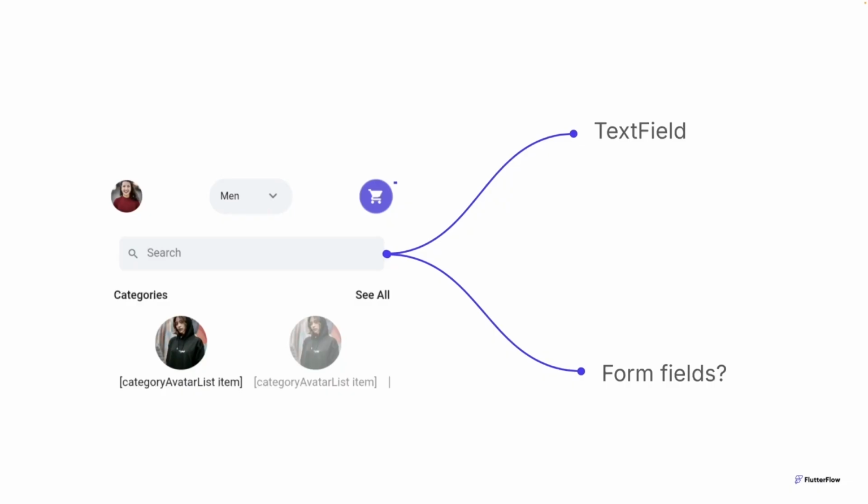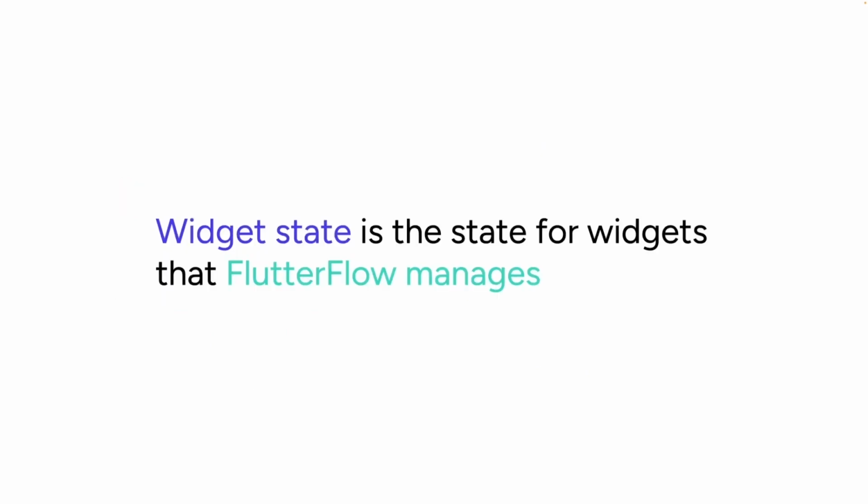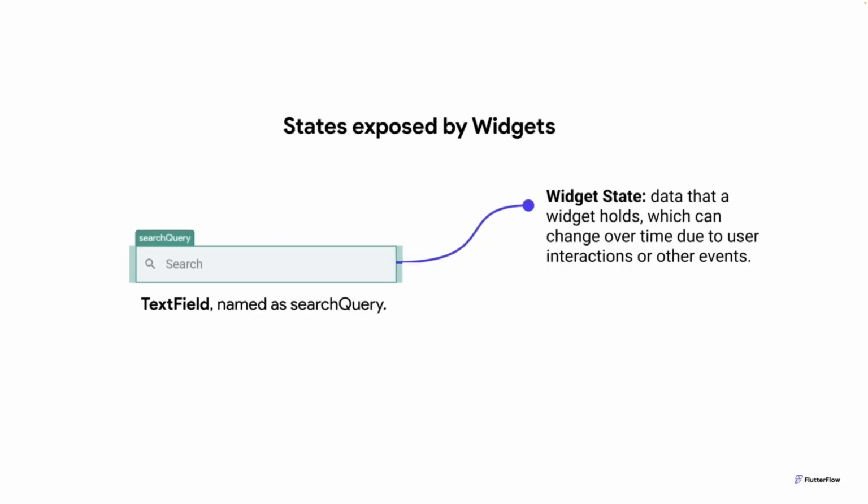But you may now ask, how about a text field that shows what we type? Doesn't it mean that the text field's state changes so that the text we are typing is shown? That's a great question, and you are right. This is widget state. Widget state is the state of widgets that FlutterFlow manages. Because you don't have access to inner pieces of the widget, you don't have access to its variables unless they are explicitly exposed. So in FlutterFlow, we provide variables representing useful states for some widgets like text fields, checkboxes, and radio buttons.